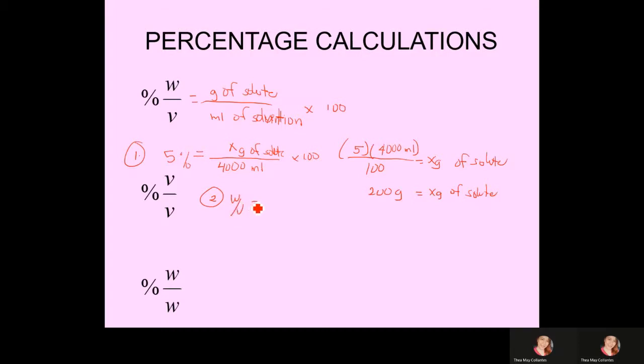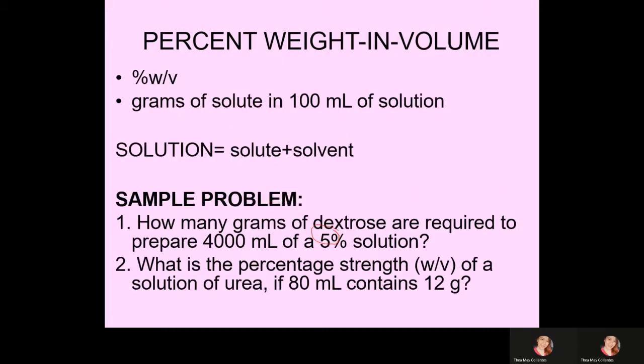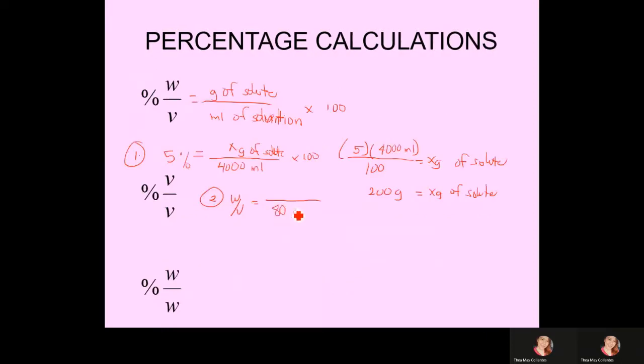So weight per volume in percent, your urea is 80 ml, and it contains about 12 grams of the urea. The 80 ml solution is the overall, guys. So times 100, that would be the percentage weight per volume of the solution. So 12 divided by 80 times 100, that would be 15. Okay, so 15%. So we're done with this, guys.